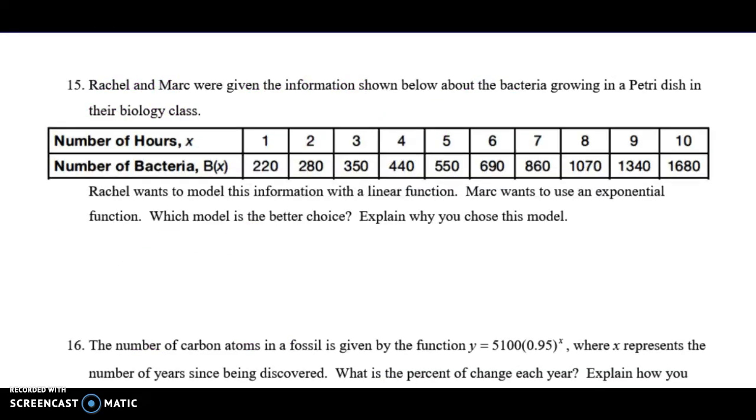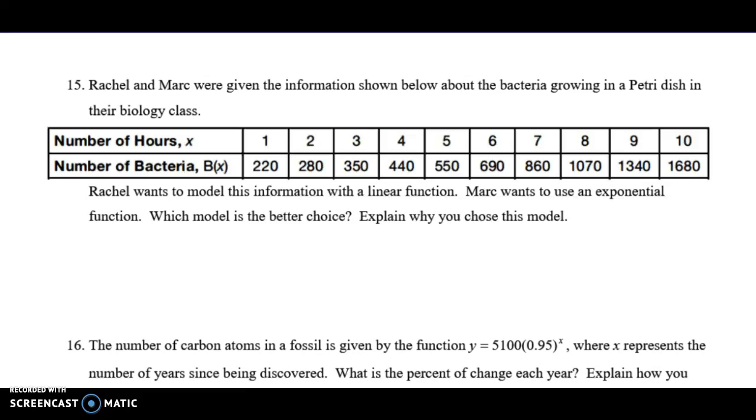Next page. Rachel and Mark were given the information shown below about bacteria growing in a petri dish in their biology class. X is the number of hours. B of X is the number of bacteria. Rachel wants to model it with a linear function. Mark wants to use exponential. Which is the better choice and why? Remember, linear has that constant rate of change.